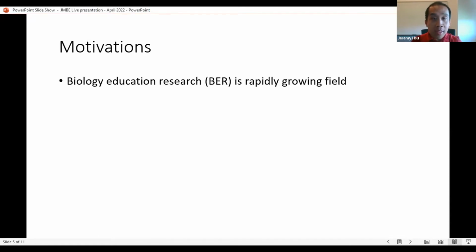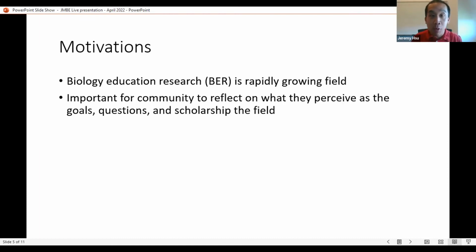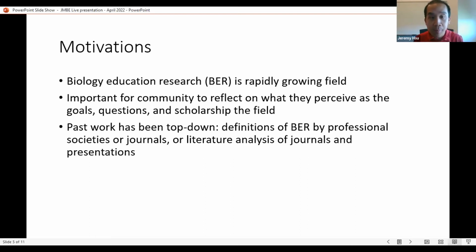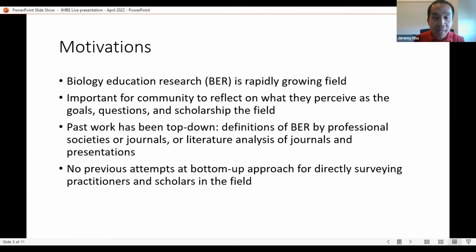So as Stanley mentioned, we had seen these previous top-down approaches coming from professional societies, journals, and small groups of people. But as the field of biology education research, or BER, continues to grow, we really wanted to be inclusive and hear everyone's voice in this process. And particularly given the relatively nascent status of the field, we wanted to have a chance for us as a community to really reflect upon who we are as a field, who we are as a discipline, and to hear from everyone what they perceived as the goals, questions, and scholarly work in the field. And so as Stanley mentioned, we wanted to complement this top-down work by adding these additional voices.